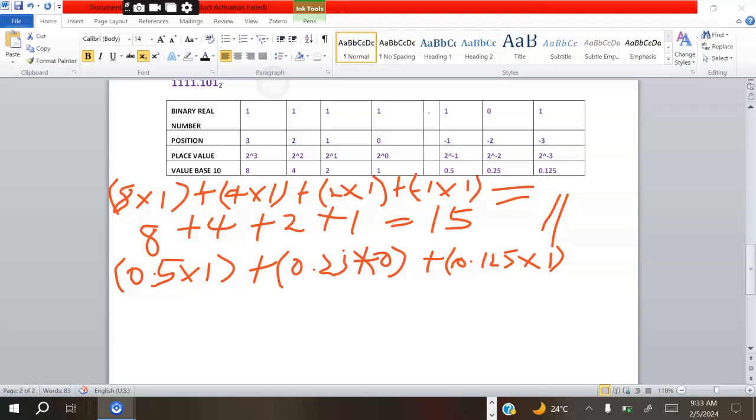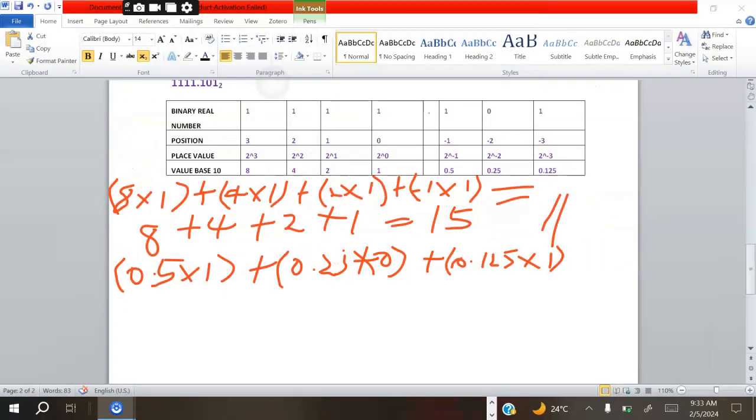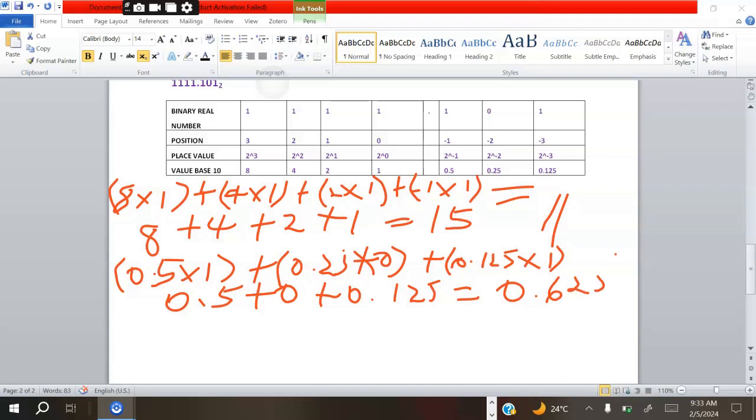Okay, next step, let's get the value. This one multiplied by this one, you get 0. Supposed to get 0.5 plus 0 plus 0.125, which is giving us 0. We have a 6, which is supposed to be 6.625. Okay, having done that, you combine the fractional part.